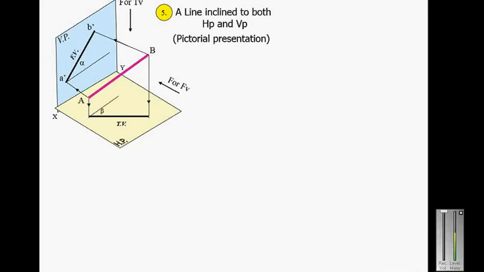So the front view and top view will be apparent lengths. Apparent length is a length which will be less than the true length. The front view makes an angle of alpha with the HP or XY line, and alpha is called the apparent inclination with the HP or XY line. Beta is the apparent inclination made by the top view with the XY line or with the vertical plane.